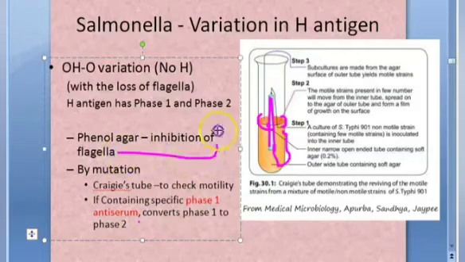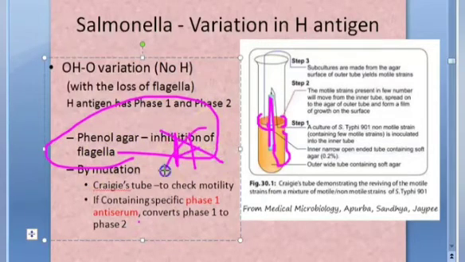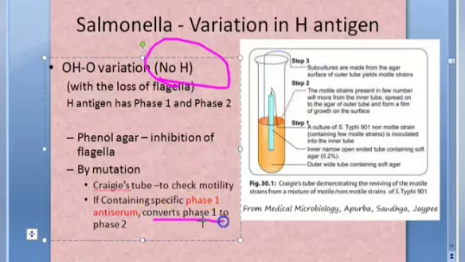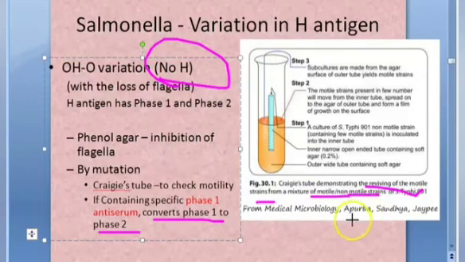Okay. So, phenol agar can inhibit the flagella. So, this is going to remove the H. H is going to be gone here. Phenol agar. By mutation, in Craigie's tube you can see whether you can convert phase 1 to phase 2, etc. So, basically, motile can become non-motile, and non-motile can become motile. Remember in the H antigen, you have phase 1 and phase 2. They have written here that you can demonstrate the revival of motile strains from non-motile strains. So I'm guessing even non-motile can become motile.